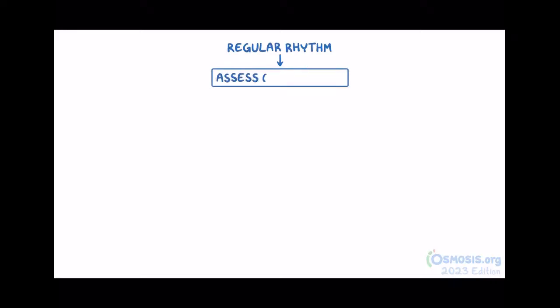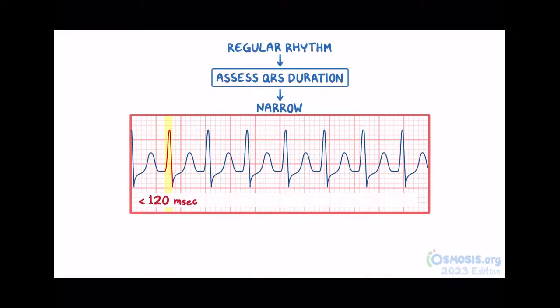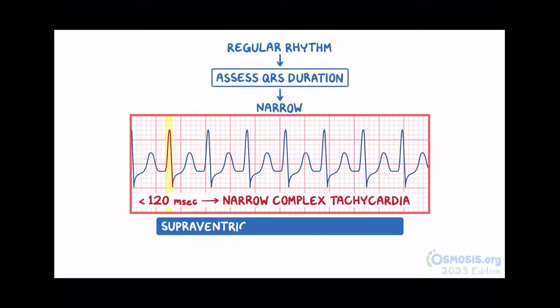Let's deal with tachycardia with a regular rhythm. First, assess the QRS duration, which corresponds to the width of the QRS complex. If the QRS complex is narrow, meaning under 120 milliseconds, there's a narrow complex tachycardia. In other words, the pacing originates above the ventricles, which suggests you are dealing with supraventricular tachycardia, or SVT.